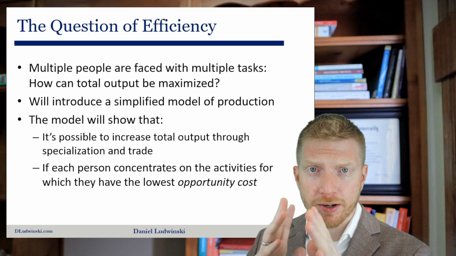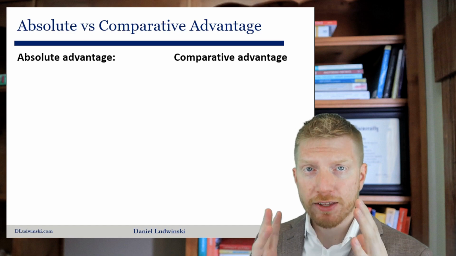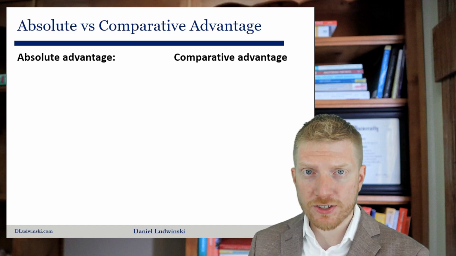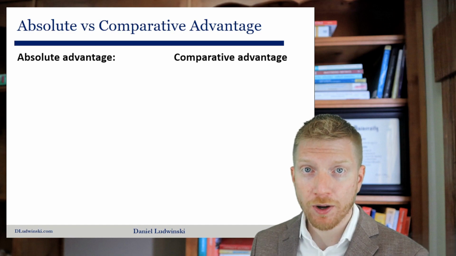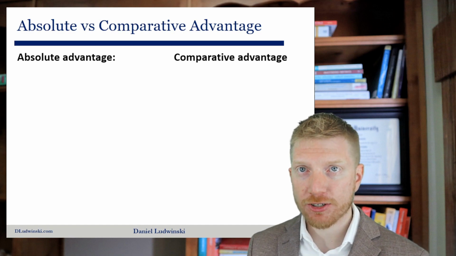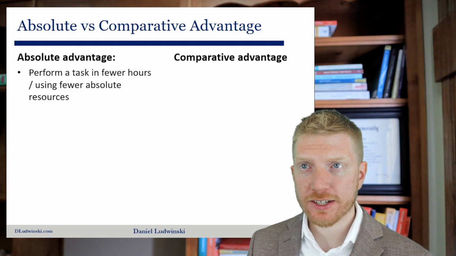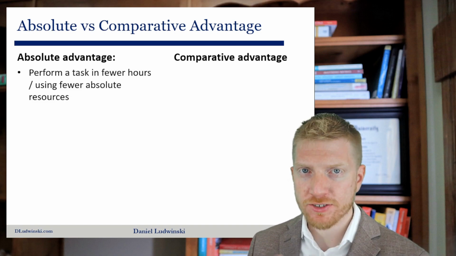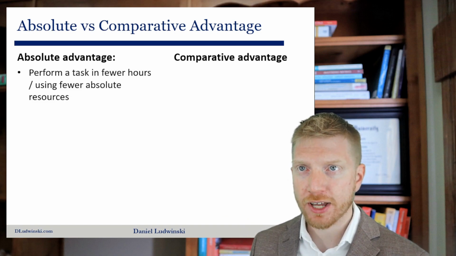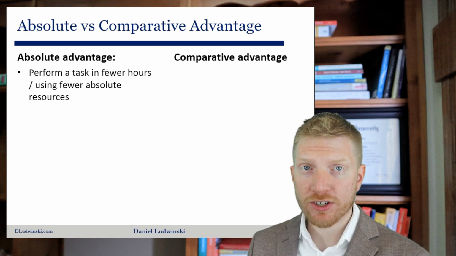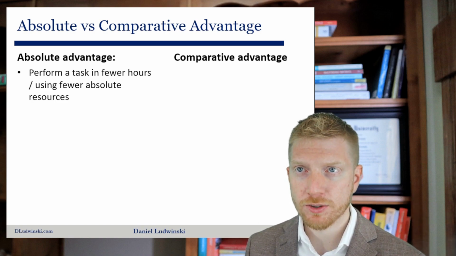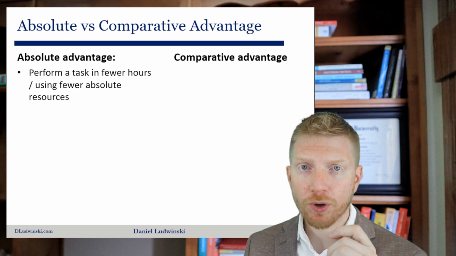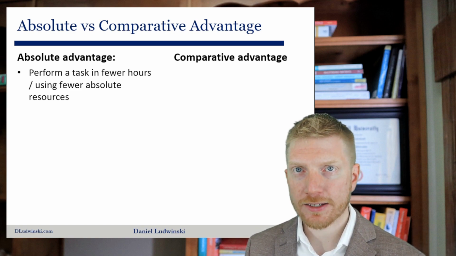Now, we've talked about comparative advantage. I've mentioned that term, and this is going to be a key term in this chapter, and I want to contrast it with the idea of what we'll be calling absolute advantage. Absolute advantage means that you can do a task faster. It takes you fewer hours to do a set task. Or if we're just talking about resources in general, time is the main resource we'll be talking about in this unit, you're using fewer absolute resources to complete the task.